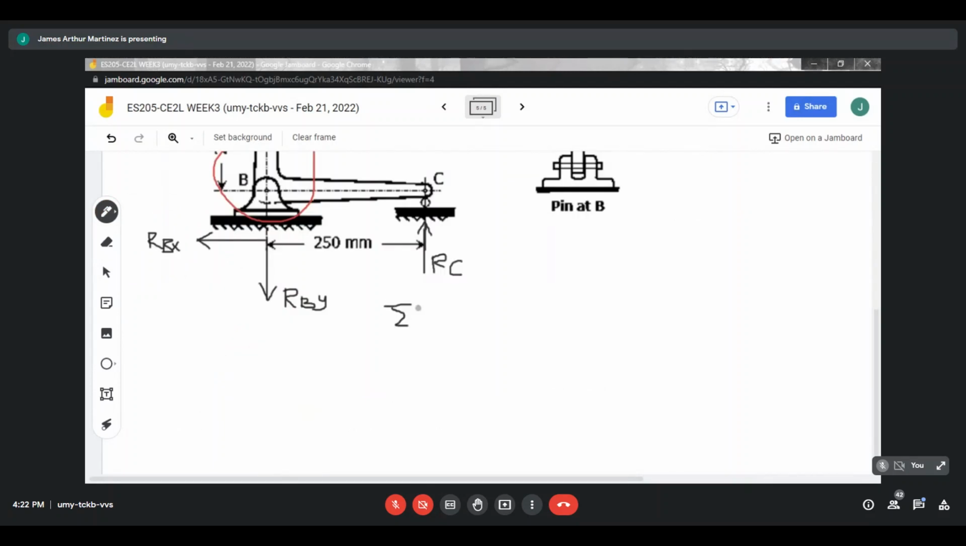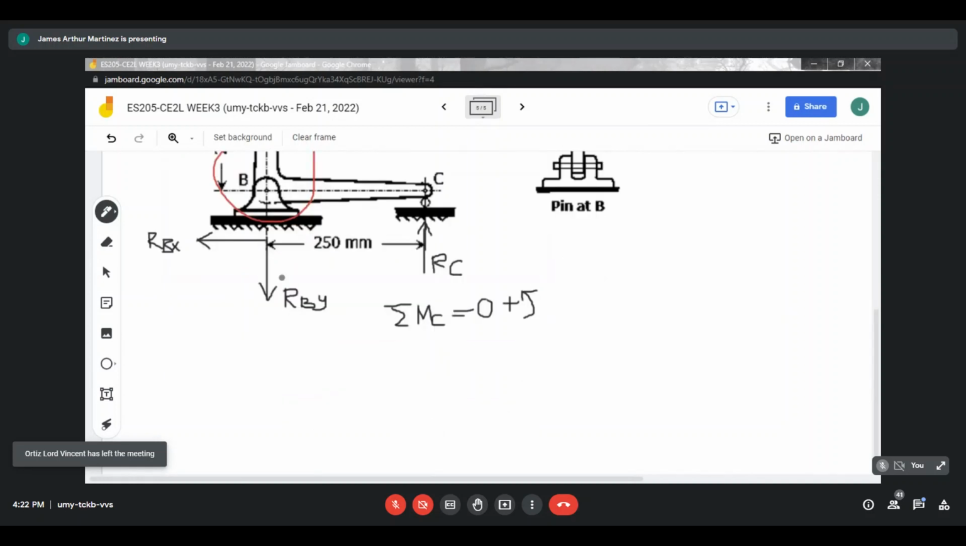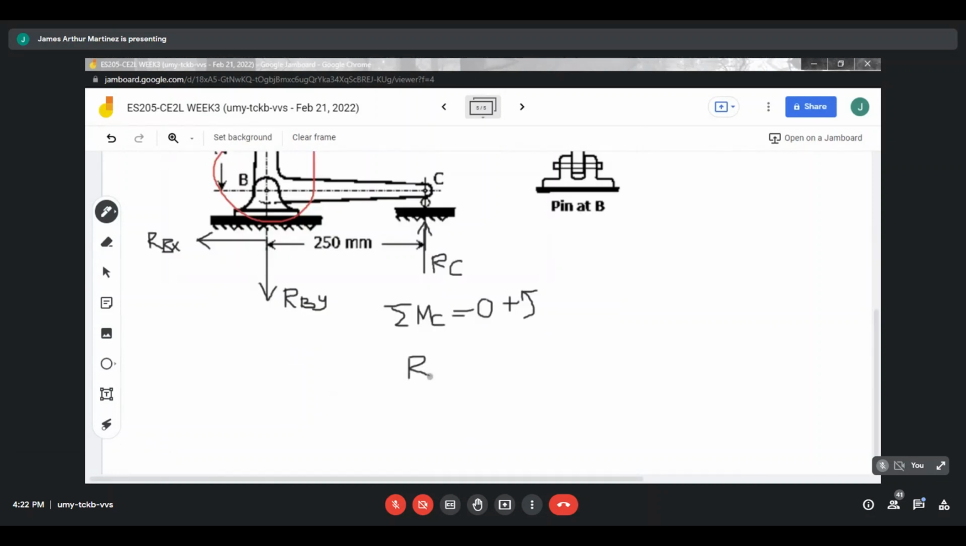So if you'll take summation of moments at point C equal to 0, where counterclockwise is positive. Okay. So RBY will create a positive moment with respect to point C. Therefore, RBY times its distance to point C, it's just 250 millimeters or 0.25 meters. So ako lang siyang gi-express in terms of meters.